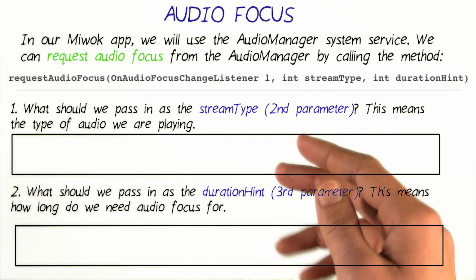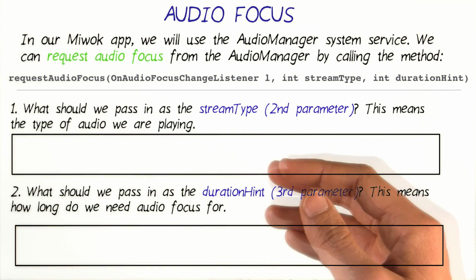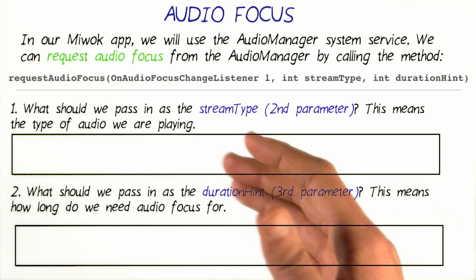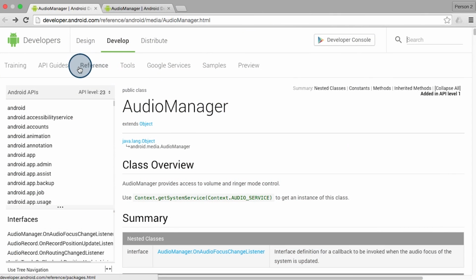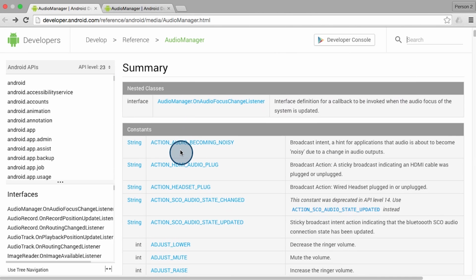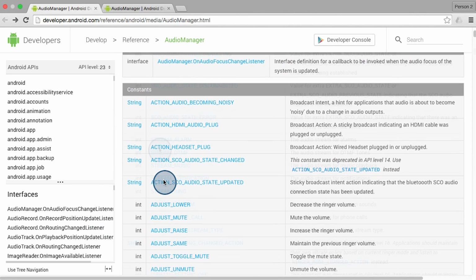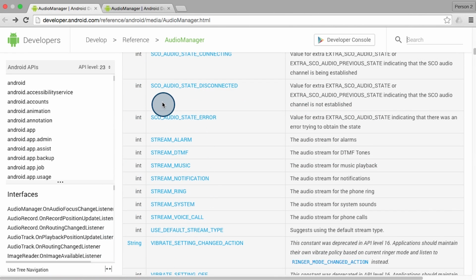So as a hint, both of these answer choices should be integers. And more specifically, they should be integer constants that have already been defined in the Audio Manager class. So in the reference documentation for the Audio Manager class, if we scroll down to this public constant section, and then go down a little bit further, these are all the possible stream types that you can pass into a request autofocus method. And you can refer to them as audiomanager.streamAlarm or audiomanager.streamDTMF, and so on and so on. And the descriptions for each stream type are in the right column here.